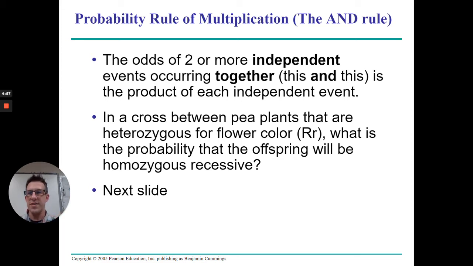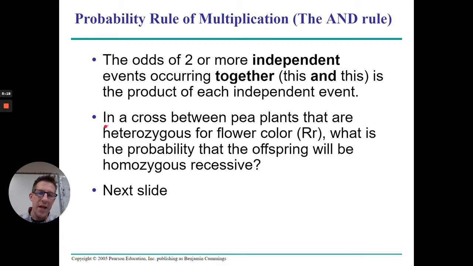So in other words, you can say, I want to know what the probability of this and this occurring together is, okay? So the odds of 2 or more independent events occurring together is the product of each of those independent events. That'll make more sense when we see the genetics problem set up in the next slide.